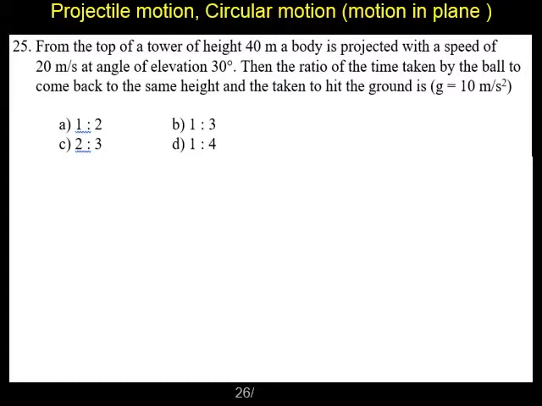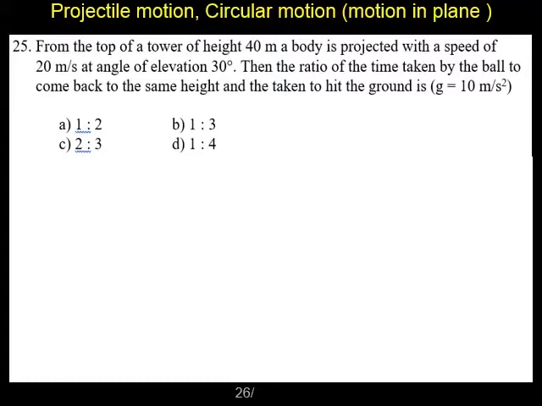Then the ratio of the time taken by the ball to come back to the same height and that taken to hit the ground is, take g equal to 10 meters per second square. Alternatives are 1:2, 1:3, 2:3, and the last choice is 1:4.